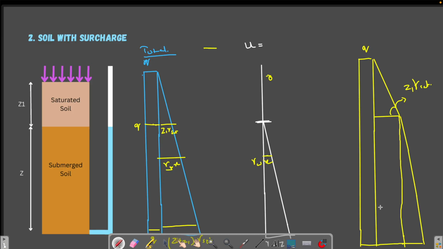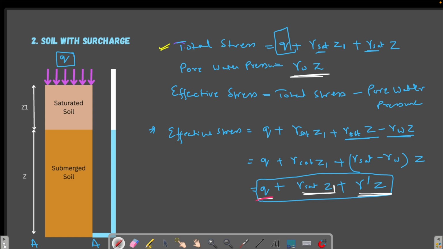There are three lines. This line is equal to Q, this is equal to gamma saturated into height Z1, up till Z1, and this point over here is gamma submerged into Z. So the effective stress is Q plus gamma saturated into Z1 plus gamma submerged into Z, and this is the same expression we are getting here: Q plus gamma saturated into Z1 plus gamma submerged into Z.